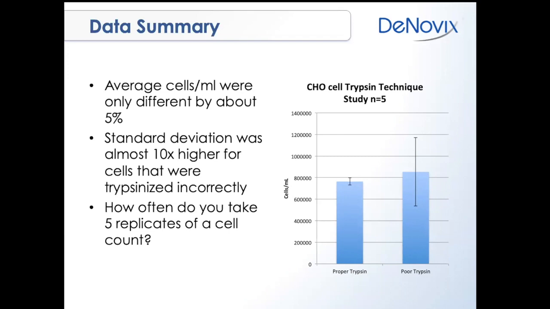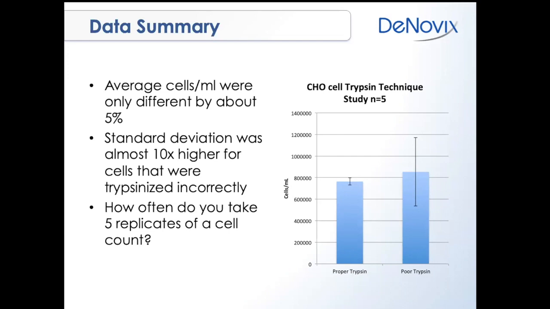On average, there wasn't that much of a difference, which is good. That's what I would expect. But the standard deviation was 10 times higher for your poorly digested sample. So if we didn't do 5 replicates, there's a good chance we would have gotten a fairly inaccurate count from just one of those replicates. Together they all offset each other and averaged out. I don't know anybody that takes 5 replicates to get an accurate cell count. Everybody just wants to take one and move on.